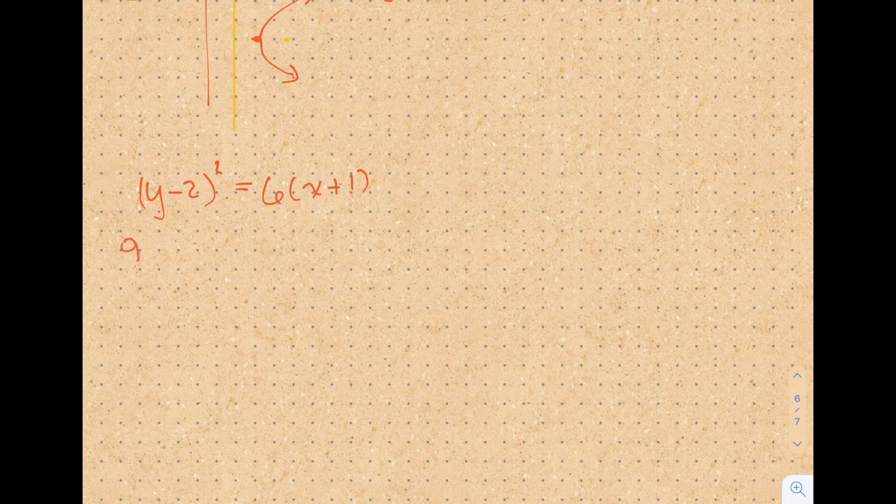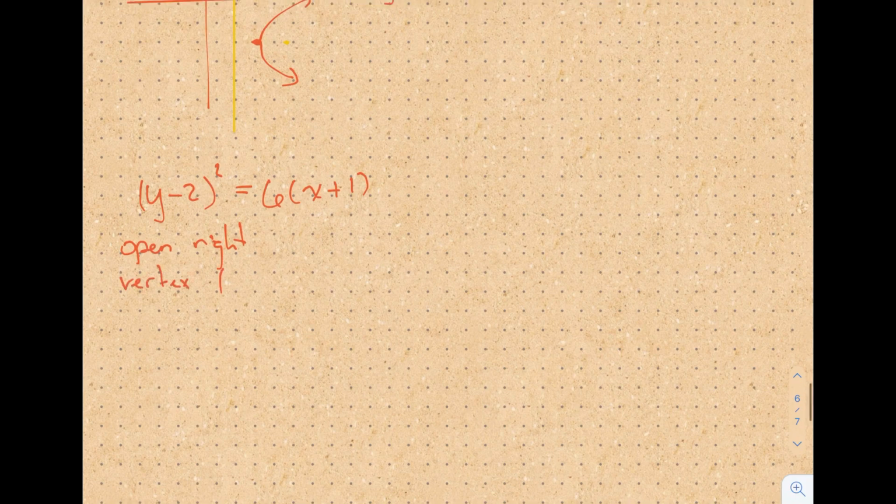First, this opens to the right. Because y is our squared term, it's going to open either left or right, and because 6 is positive, it opens right. The vertex is at the coordinate -1, 2, and then if 4p is 6, then p is 1.5. So that tells us our distance from the vertex to the directrix and vertex to the focus.